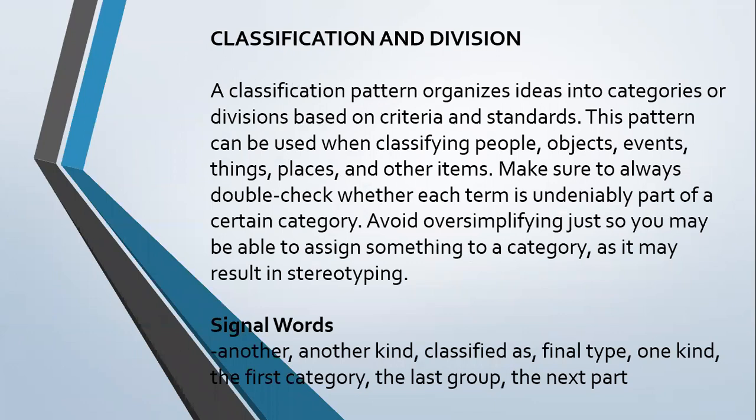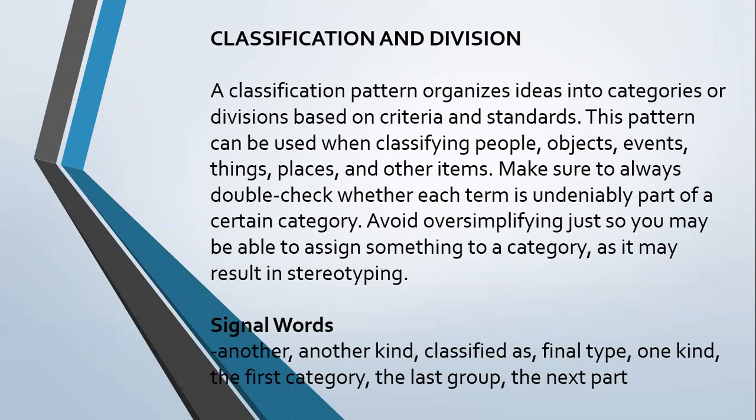Next one is classification and division. A classification pattern organizes ideas into categories or divisions based on criteria and standards. This pattern can be used when classifying people, objects, events, things, places, and other items. Make sure to always double check whether each term is undeniably part of a certain category. Avoid oversimplifying just so you may be able to assign something to a category as it may result in stereotyping.